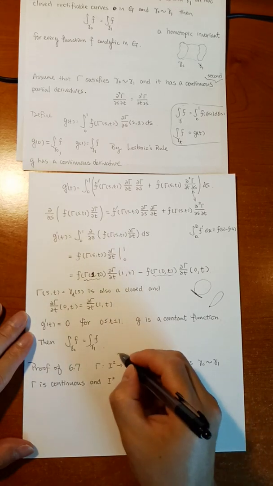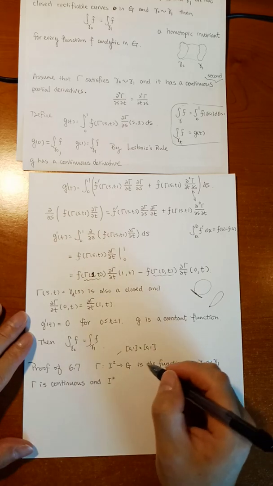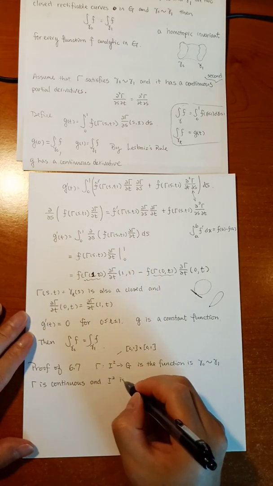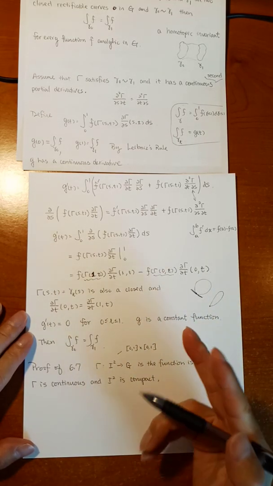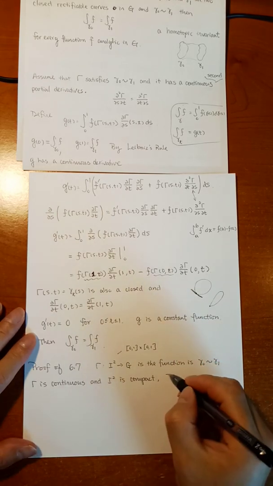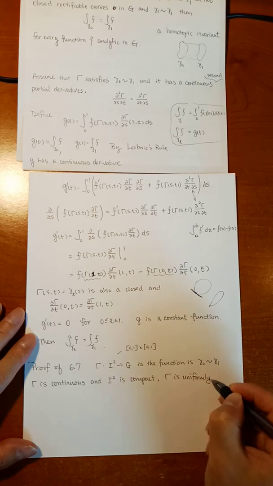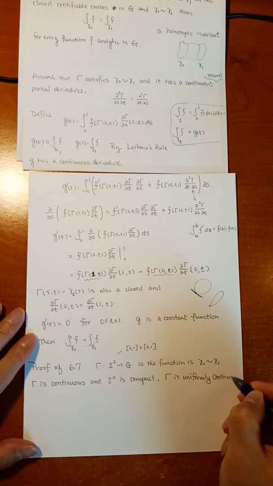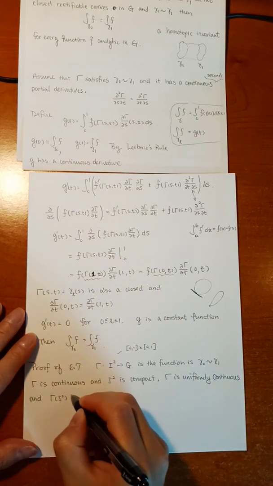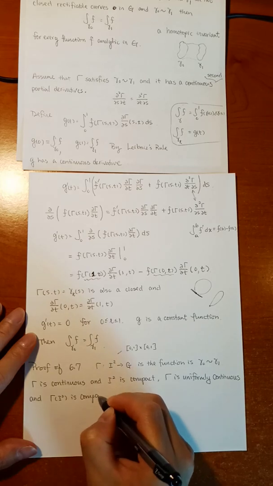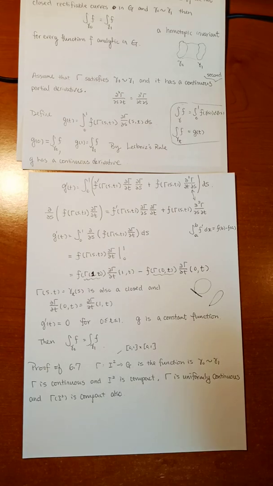I square is 0, 1 cross 0, 1. I means 0, 1, the unit interval. I square is just this, and I square is compact. So we have two conclusions. Capital gamma is uniformly continuous, and its image gamma of I square is also compact. The continuous image of a compact set is still compact.